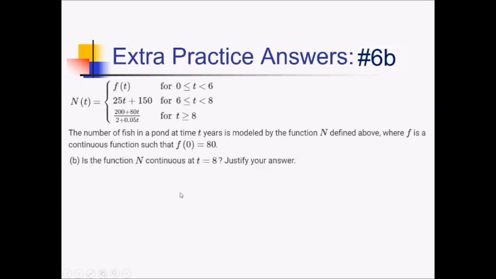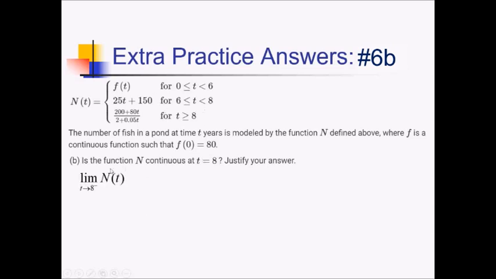For this part of the problem, we want to know if the function n is continuous at t equals 8, which of course happens to be a border value. So we can't rely on the continuity of any one rule. We have to make sure that we're continuous from the left and the right. So let's take a look at the left side limit. Then we'll look at the right side limit and the function value at 8.